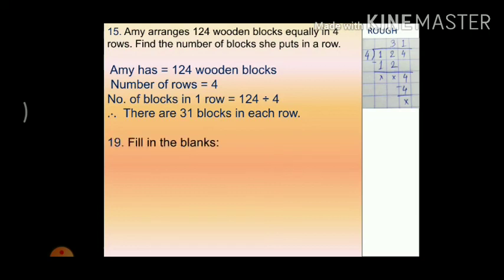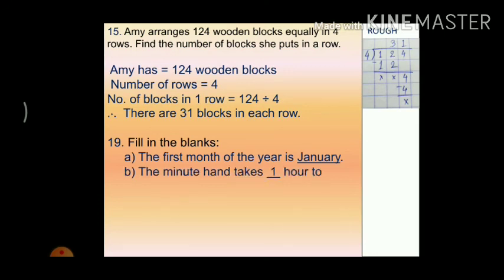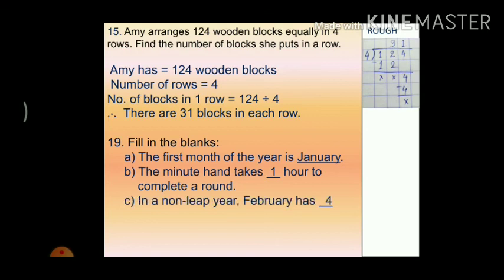Next we will do question number 19. We already solved this in class, so this should not be very hard for you. The first month of the year is January. Next, the minute hand takes 1 hour to complete a round. Next, in a non-leap year, February has 4 Sundays and 180 minutes take 3 hours.